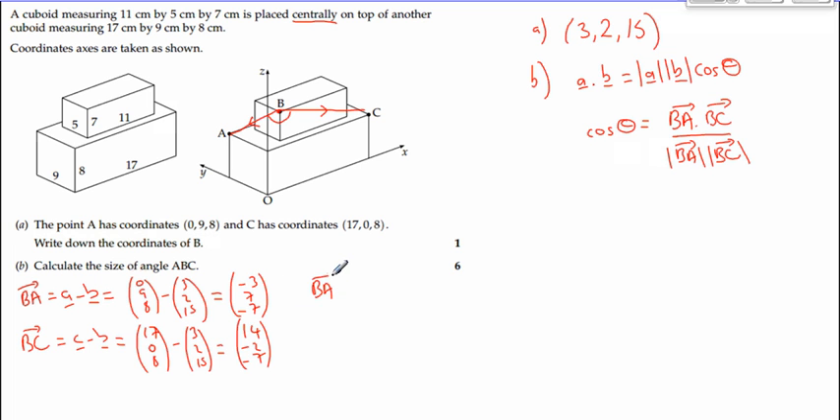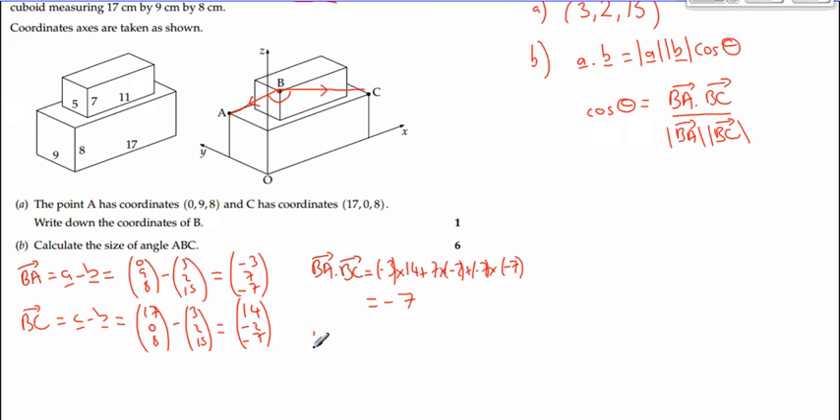So BA dot BC is going to be minus 3 times 14, add 7 times minus 2, add minus 7 times minus 7. Okay, so that's the sum I'm doing. That looks a bit messy now. Okay, just calculate that, which gives you negative 7. Okay, we now need magnitudes as well.